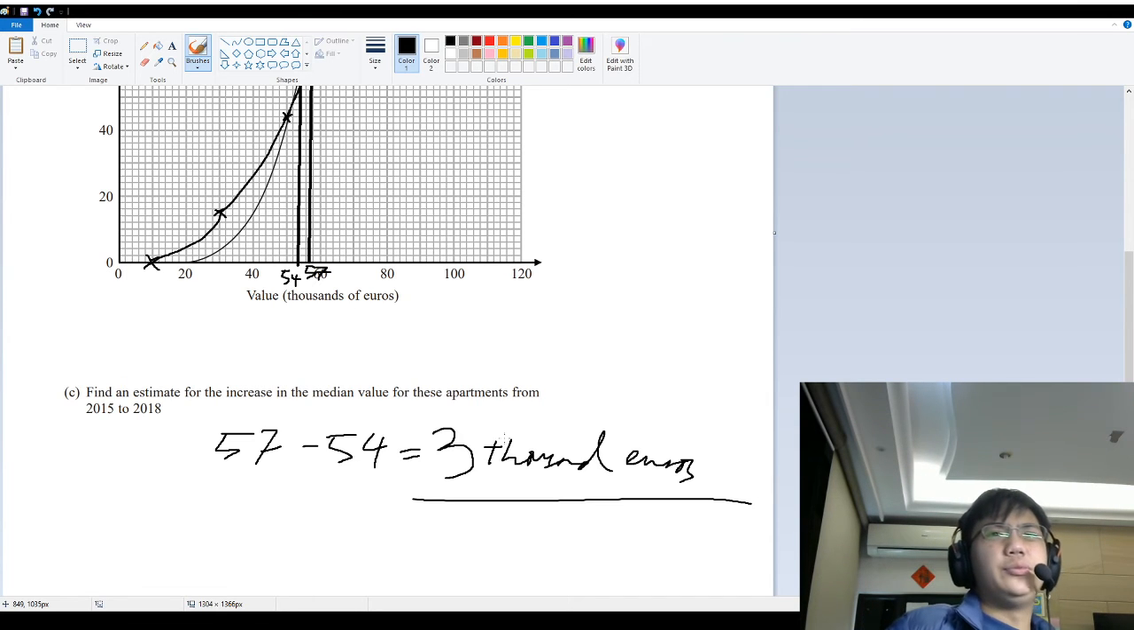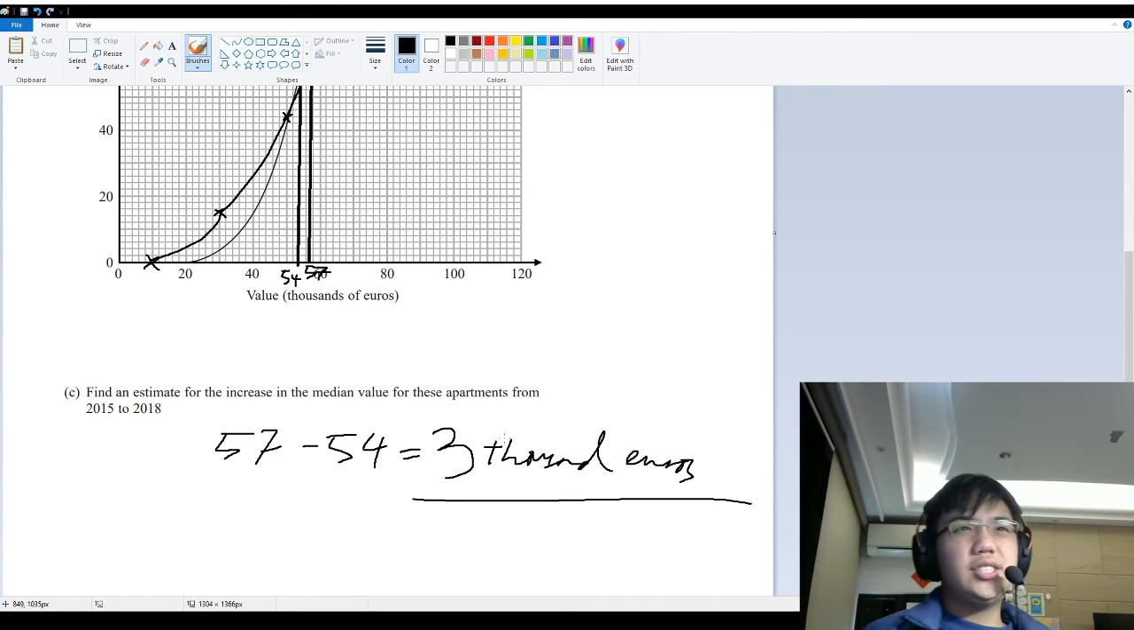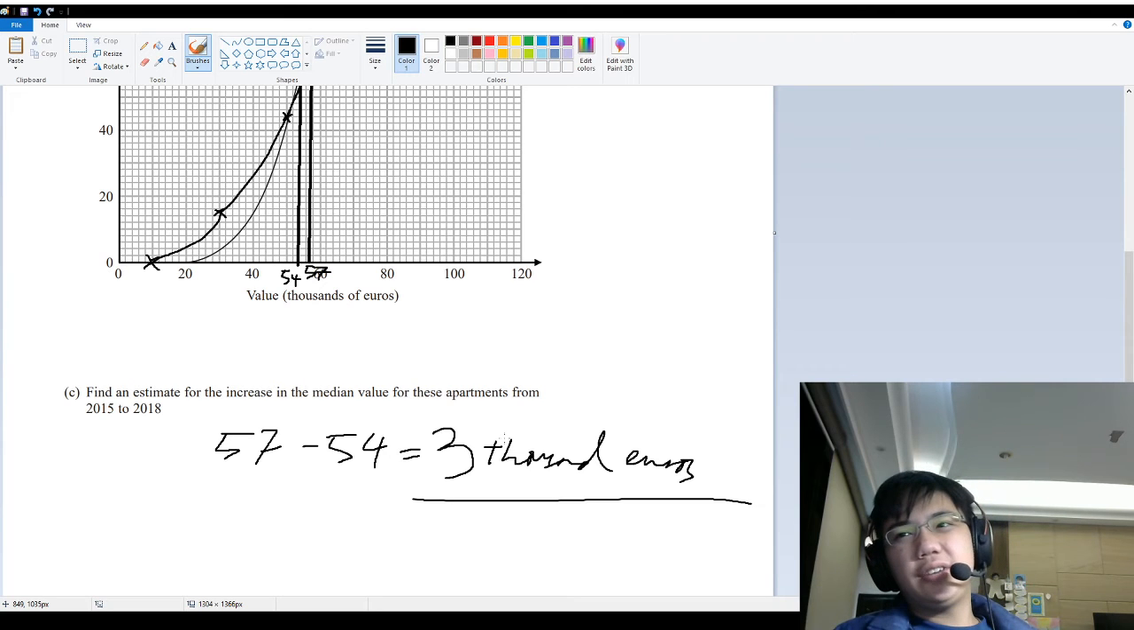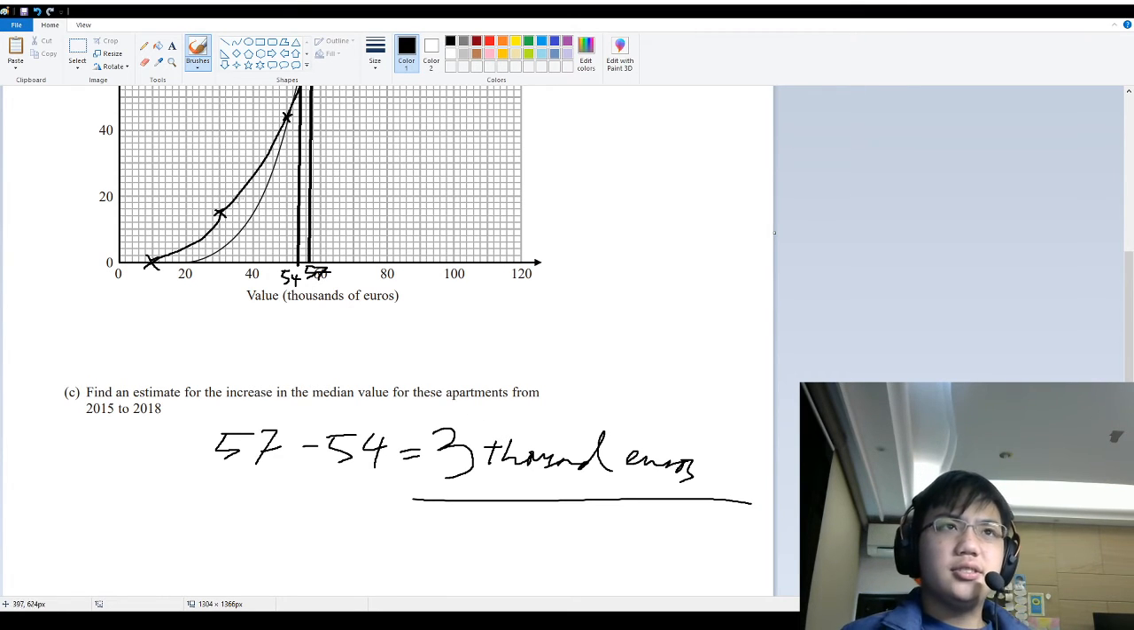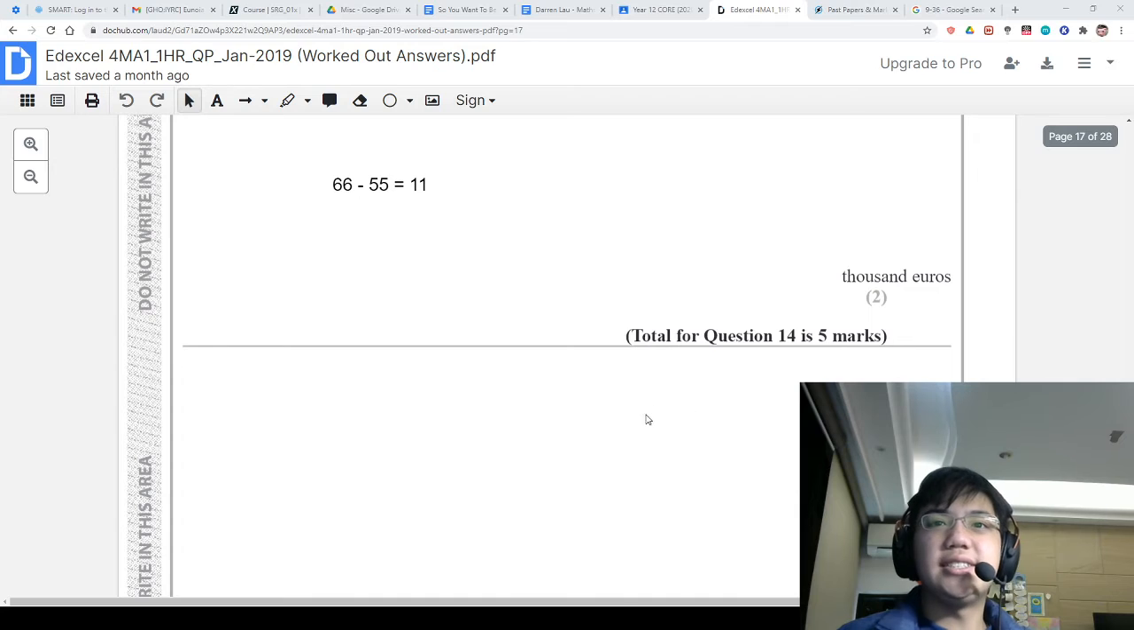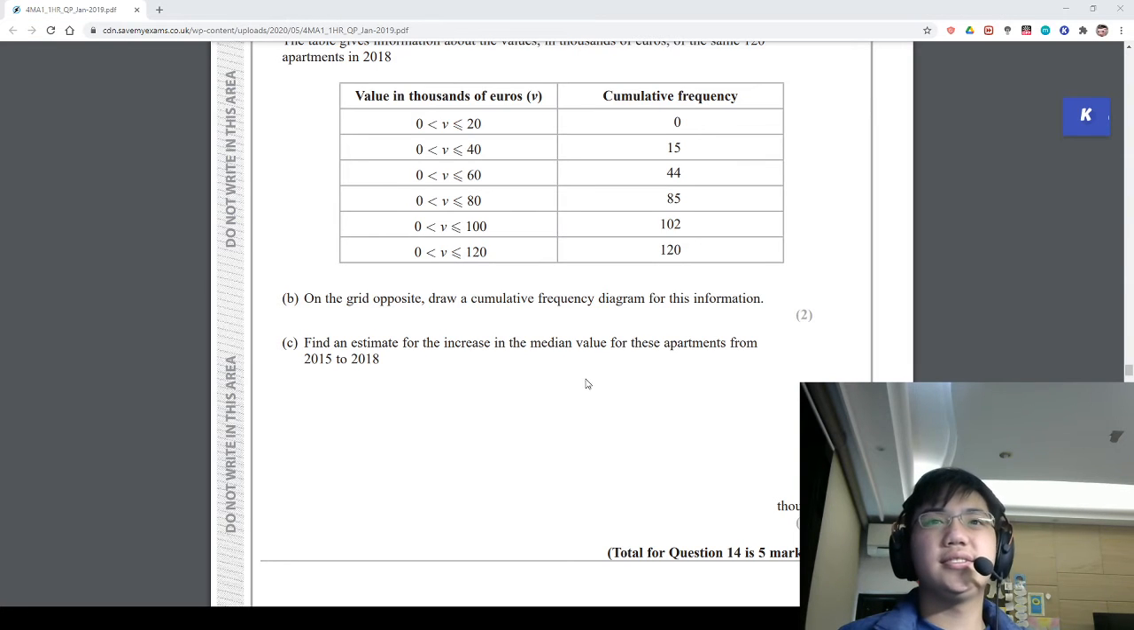So there we have it. We can use the cumulative frequency graph to find the increase in median values for these apartments from 2015 to 2018. Sorry if this one's also a bit unclear. Any questions will be directed in the Discord. So let's move on to question 15. Sorry, that's the answer sheet.